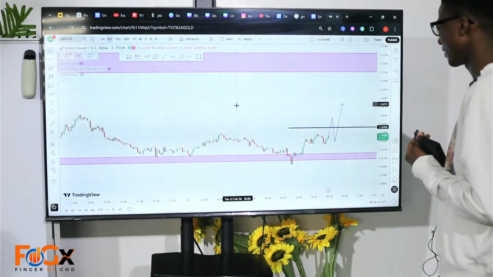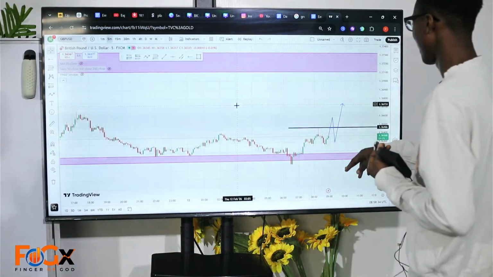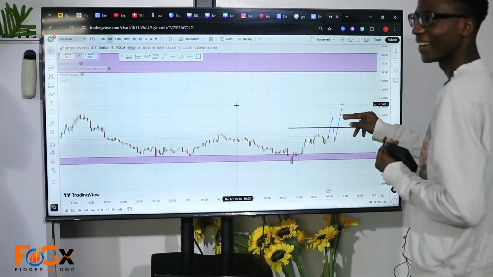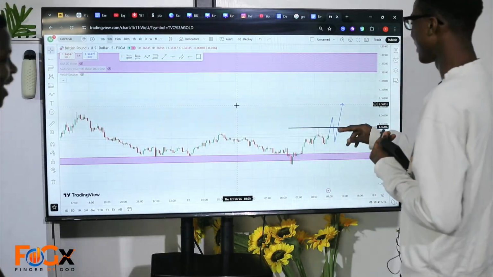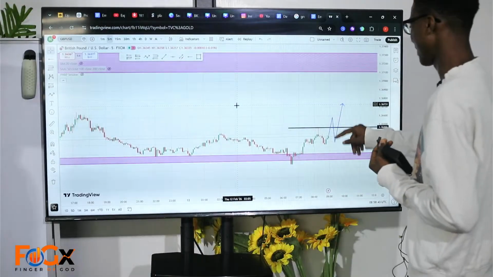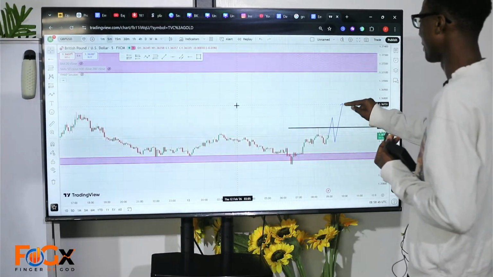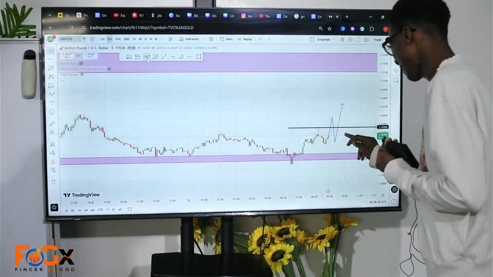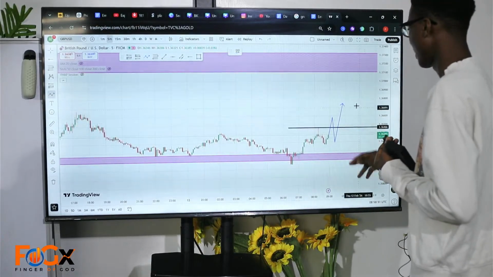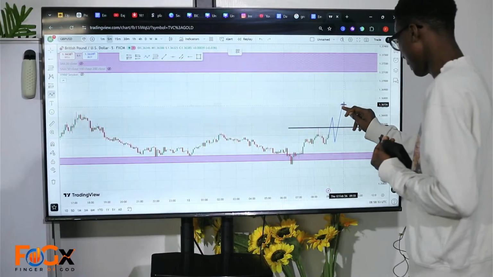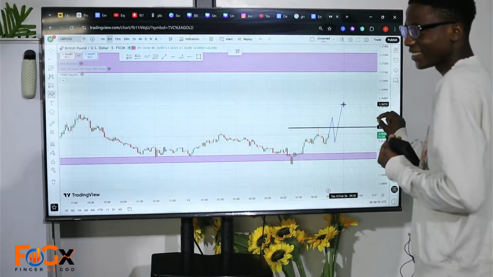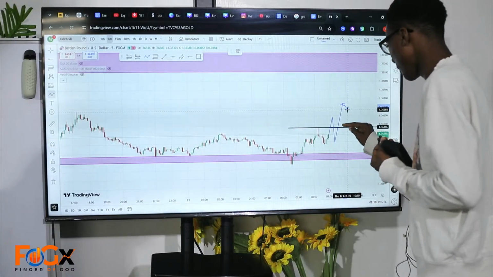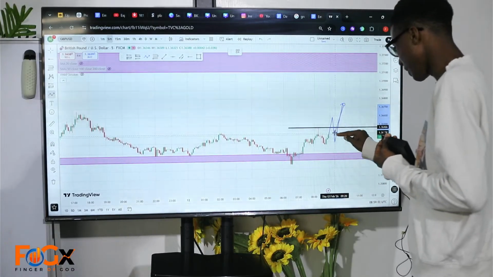For the sell, let me continue from where I stopped. For the sell, if the market comes back or it ranges, come back to where? Like it went lower, like it breaks the previous low.